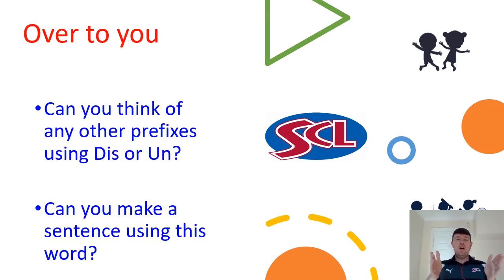So over to you now. I want you to think of any more words that we can use the prefix dis or un with. So we've looked at a few examples so far. Can you think of any more words where we can use dis or un? And again, if you think of those words, can we form a sentence with that word in? If you can do that, absolutely brilliant.